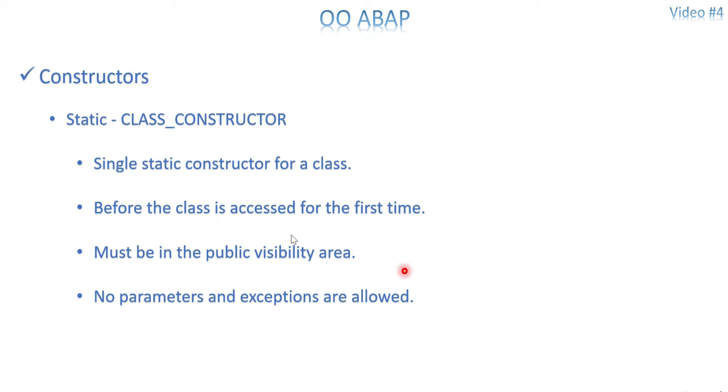It must be in the public visibility area. This is very direct. So the static constructor should be in the public section. And no parameters and exceptions are allowed. So the static constructor is very strict. There is no parameter or exception allowed in the static constructor. So these are the properties of instance and static constructors.